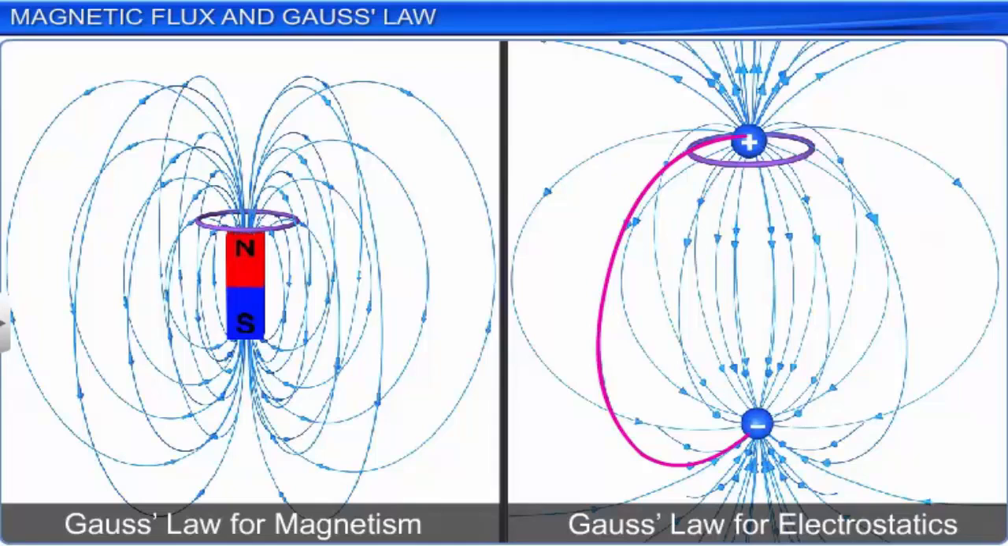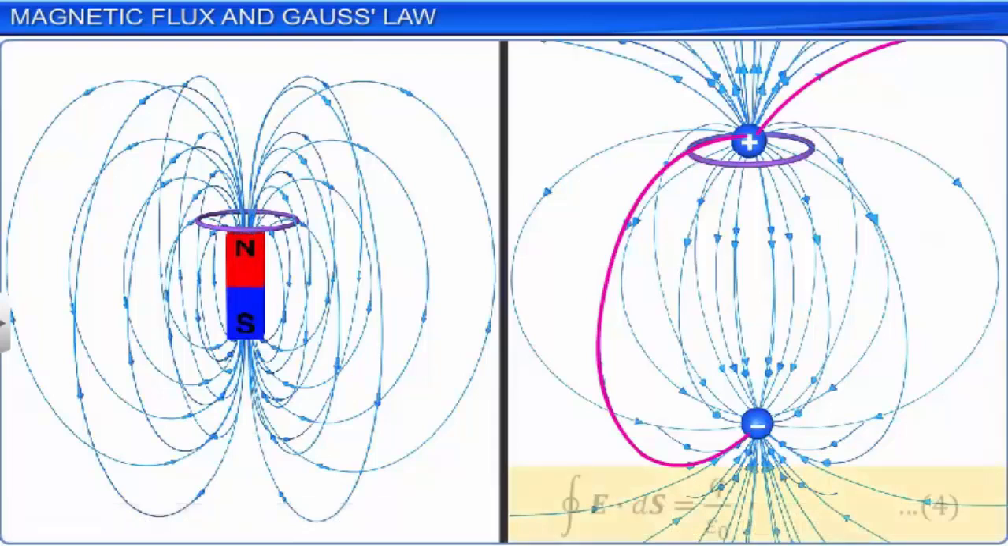They are open curves. Here, the electric field lines go beyond the closed surface. Thus, a non-zero electric flux exists in a closed surface. The electric flux is equal to 1 by epsilon naught times the charge enclosed by the closed surface.